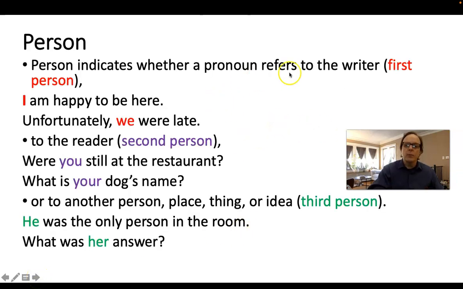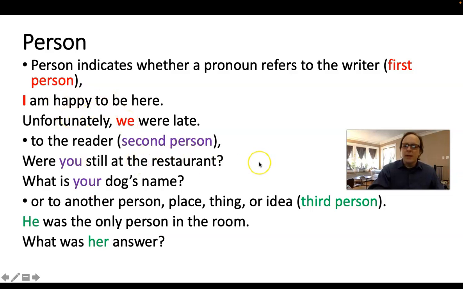Person indicates whether a pronoun refers to the writer. First person, I, right? We. That's the first person. The second is to the reader, and this is not that common. Some people say never use "you" in academic writing. I don't think that's necessarily true, but as a rule, we tend to write more in third person in academic writing. Unless you're writing a really personal essay, which we did some of this semester, you would use first person.